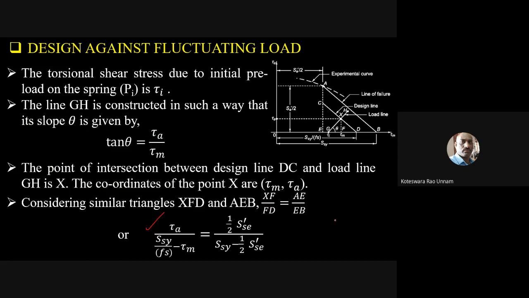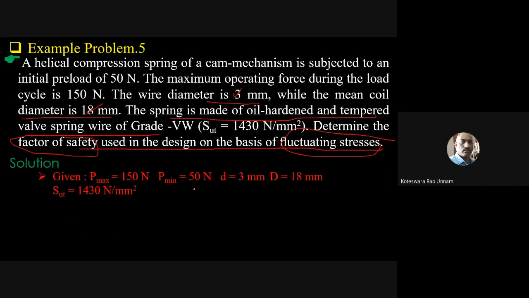In order to use this equation, you need to calculate tau m, tau a, SSY and SSE dash. You require only these four things. As I already said, you need to calculate tau m based on the mean load. The mean load is the maximum load plus the minimum load divided by 2. In the problem, he has given the maximum load as 150 newtons and the minimum load as 50 newtons.